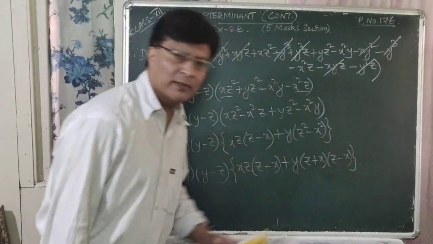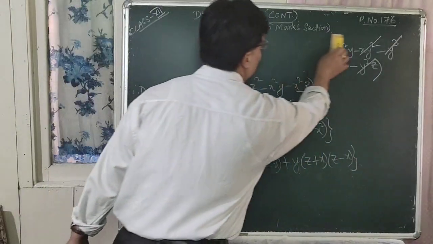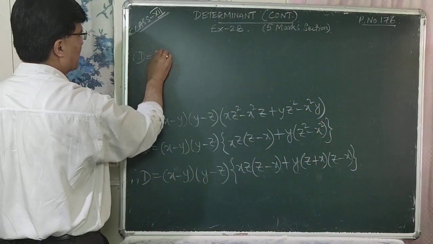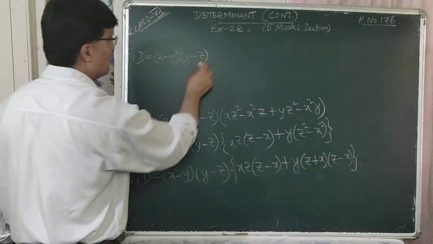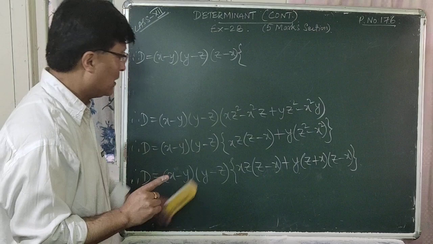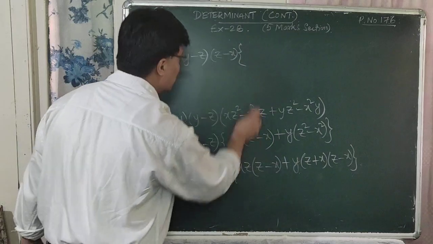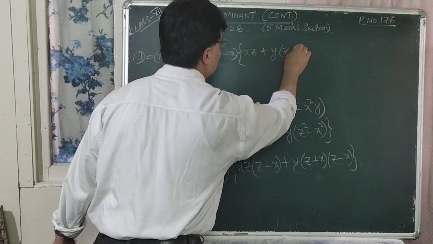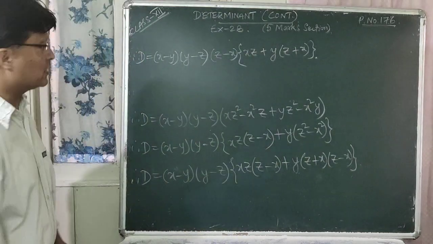Now again you can factorize it. You can take common here. What is common there? z minus x, isn't it? So let us take it common. Therefore D is equal to (x minus y)(y minus z). What is common out here? z minus x is taken common. So within the second bracket, what do we have? Let us write down the remaining terms. If z minus x is taken common, the remaining terms are xz plus y within bracket (z plus x). Is that clear?